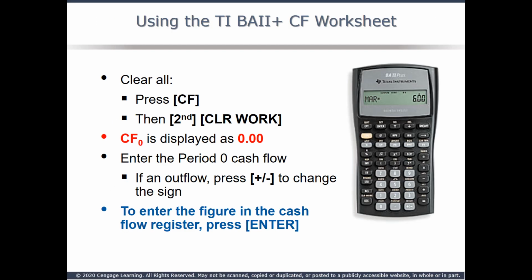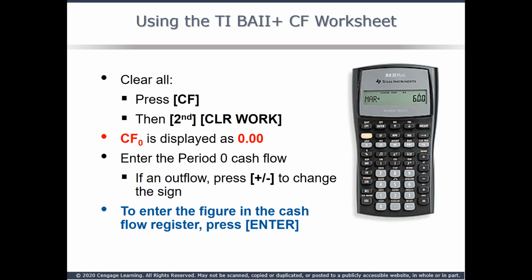Fortunately, the TI BA II Plus has a built-in worksheet to handle cash flow streams, the CF worksheet. To access it, press CF. Now, since the CF worksheet has a variable number of entries, it's very important that it be cleared before starting a new computation. To clear the CF worksheet, press CF, second, and clear work down at the bottom. The display will show CF0 and zeros.